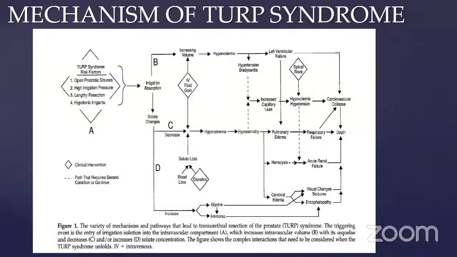If this hypoosmolality prolongs, hemolysis occurs, which leads to acute renal failure. The cerebral edema causes visual changes, which cause transient blindness, and also encephalopathy. This occurs due to dilutional hyponatremia. And the glycine concentration increases in blood, which causes an increase in glycine and an increase in ammonia, as glycine metabolizes to ammonia. This causes ammonia encephalopathy, and glycine causes transient visual loss.